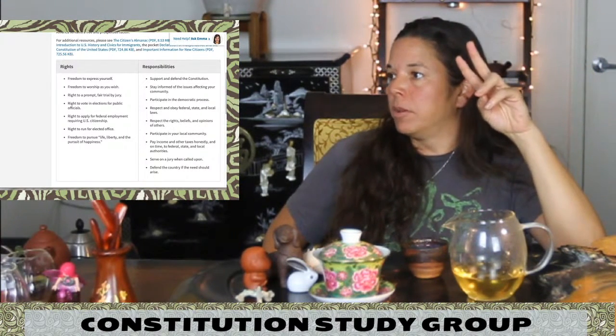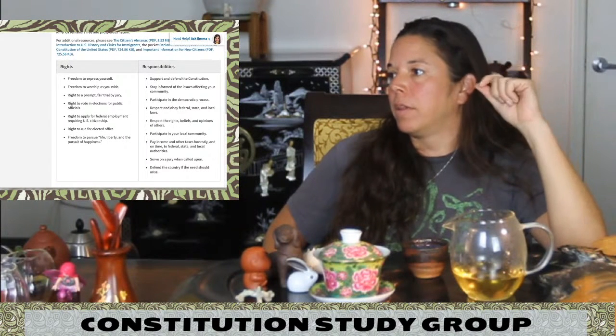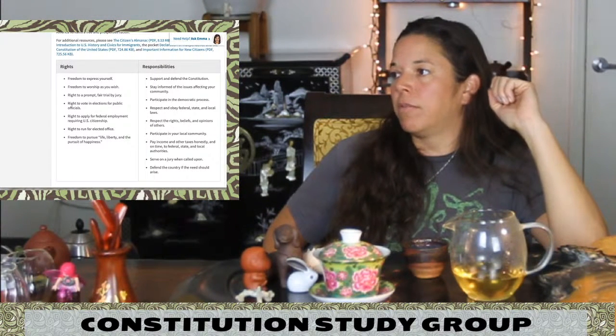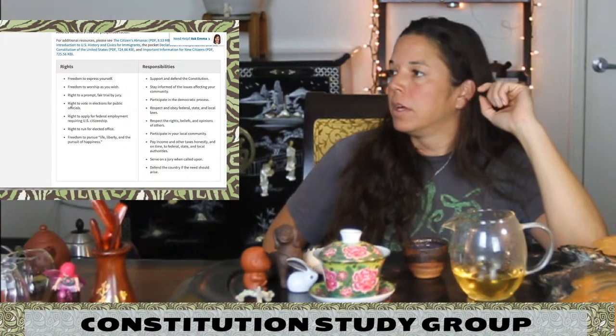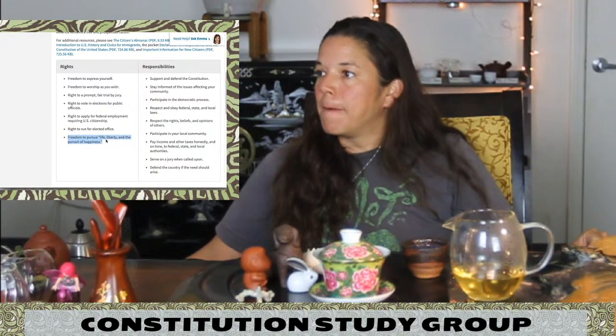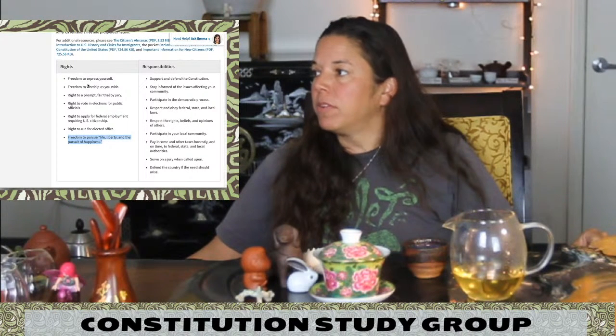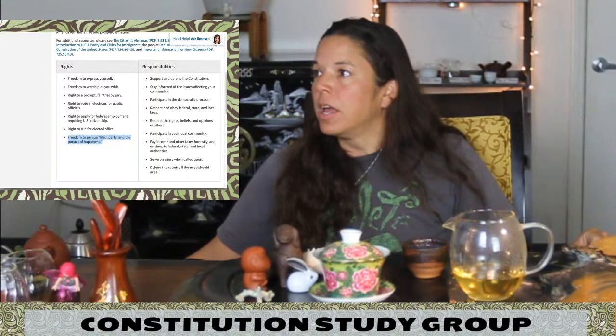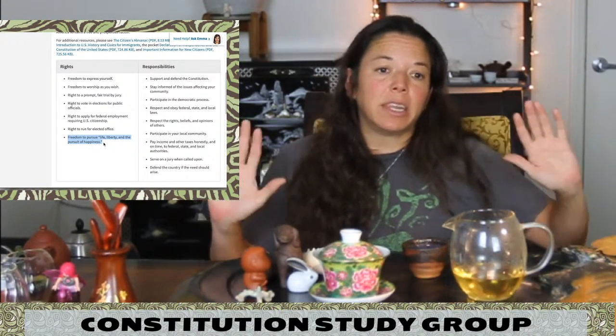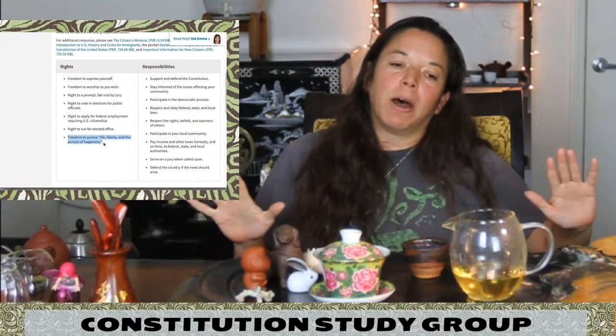Last two responsibilities: serve on a jury when called upon, and defend the country if the need should arise. So those are responsibilities. But again, I did want to focus on this last right, which is actually the only right of this list of rights that's not documented directly in the Constitution. This is actually documented in our Declaration of Independence, which is related. Those documents are related. But they're different. And I found that very interesting.